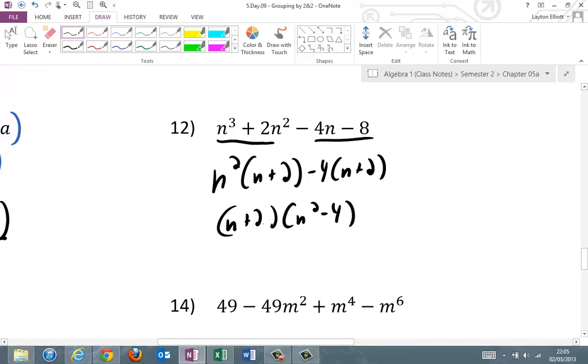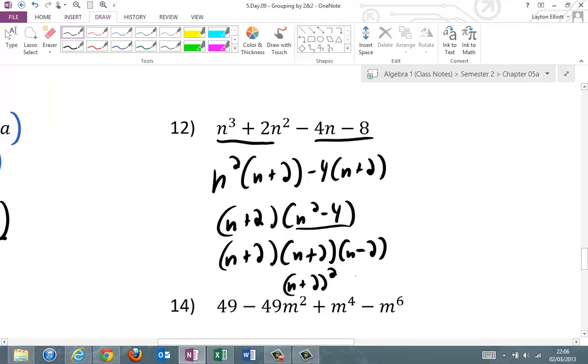Now here we do have to check that what we have left we can't factor further, and we can factor that further. That's a difference of 2 squares. So I have n plus 2 times n plus 2 times n minus 2. And it is proper to group the n plus 2's together as an n plus 2 quantity squared and then an n minus 2. That's considered the proper way to express it.